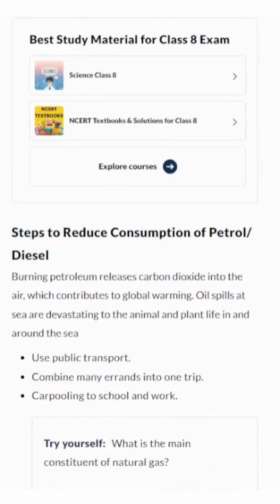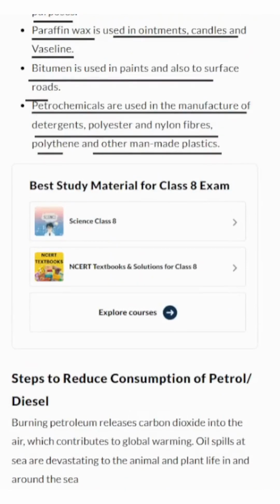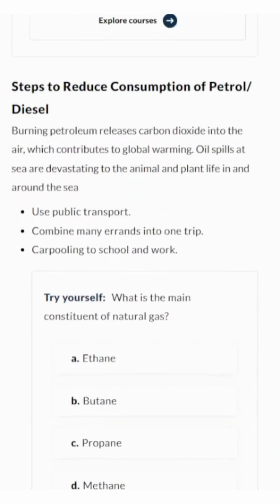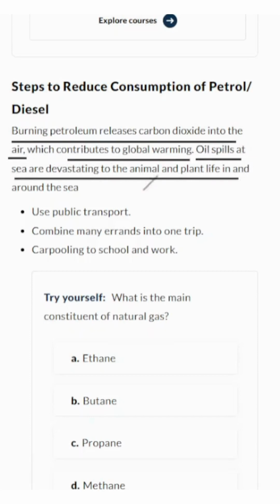Finally, it's important to recognize that while petroleum is incredibly valuable, its use also has environmental consequences. Burning petroleum releases carbon dioxide into the air, contributing to global warming. Additionally, oil spills at sea can have devastating effects on marine life. To mitigate these impacts, we can take steps to reduce our consumption of petroleum, such as using public transport, carpooling, and combining errands into one trip.